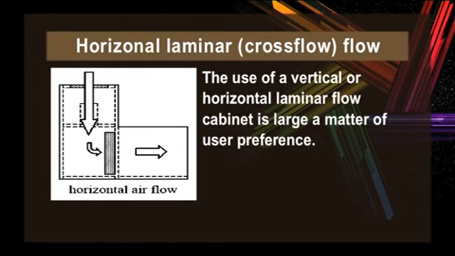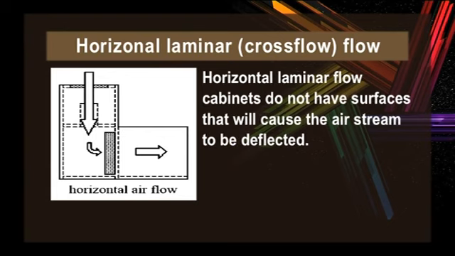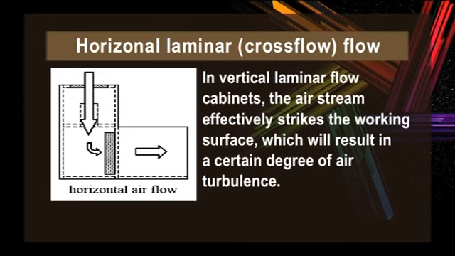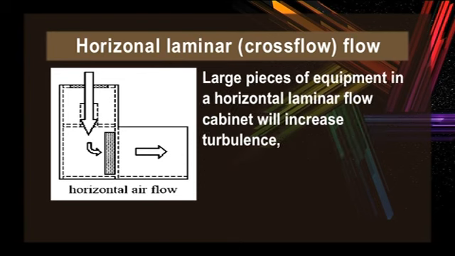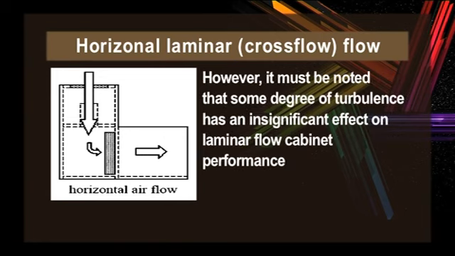The use of a vertical or horizontal laminar airflow cabinet is largely a matter of user preference. However, there are some minor differences to help you in your choice. Horizontal laminar flow cabinets do not have surfaces that will cause the air stream to be deflected. In vertical laminar airflow cabinets, the air stream effectively strikes the working surface, which will result in a certain degree of air turbulence. Large pieces of equipment in a horizontal laminar flow cabinet will increase turbulence, whereas in a vertical laminar flow cabinet, large pieces of equipment will have a relatively insignificant effect on airflow. However, it must be noted that some degree of turbulence has an insignificant effect on laminar airflow cabinet performance.